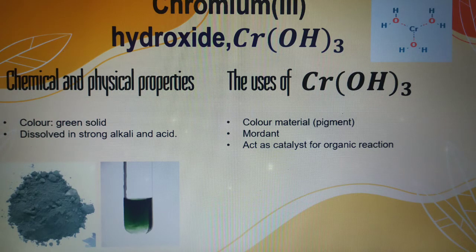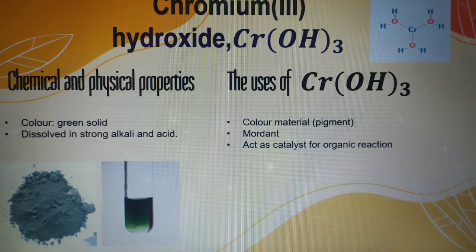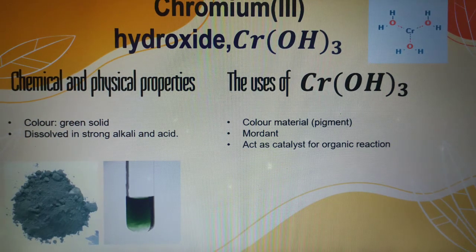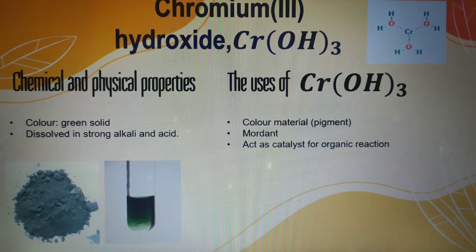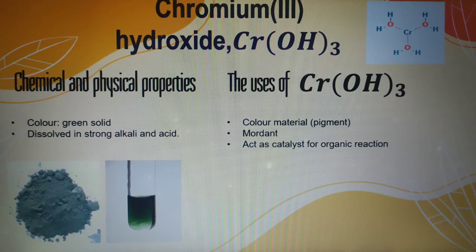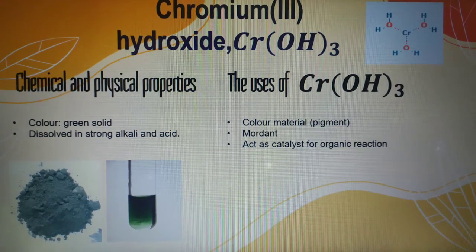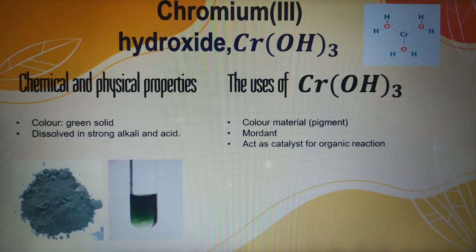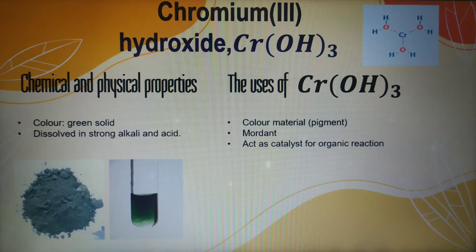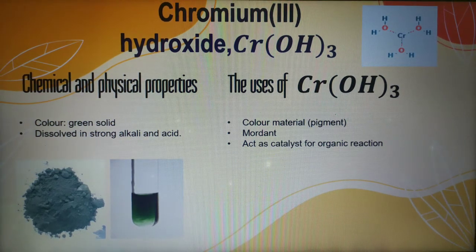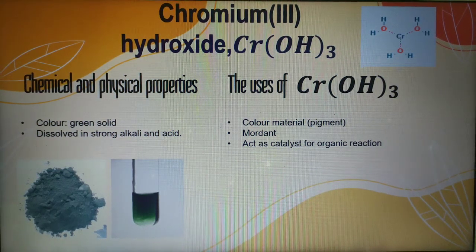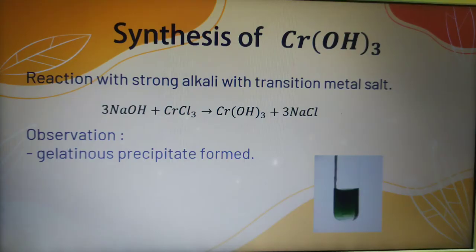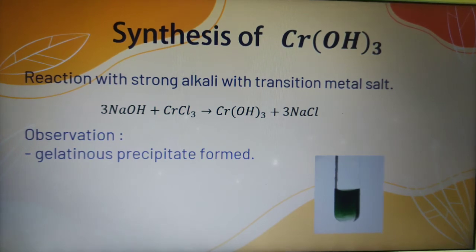In nature, it exists as a green solid and it also dissolves in strong alkali and acid. The picture below shows the color of chromium hydroxide as a solid or powder. Next are the uses of chromium 3 hydroxide. This compound is used as a color material, known as a pigment, and it also acts as a catalyst for organic reactions. Next, I would like to talk about the synthesis of chromium 3 hydroxide.